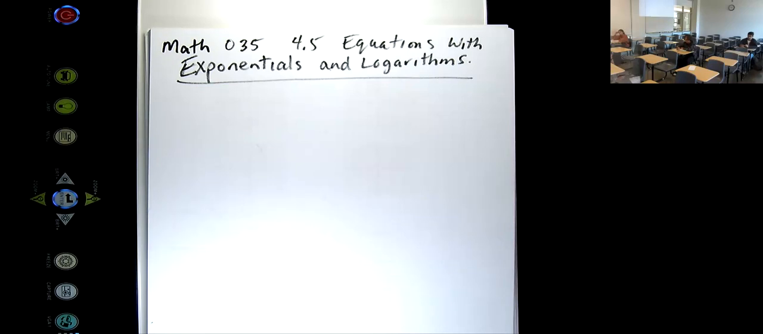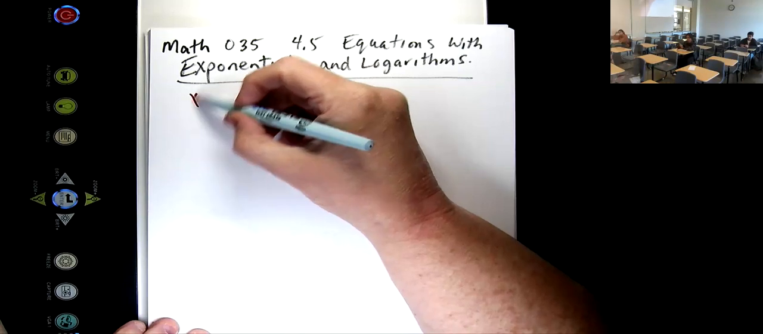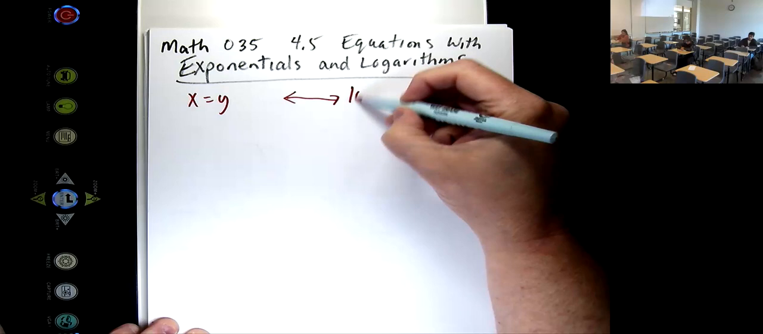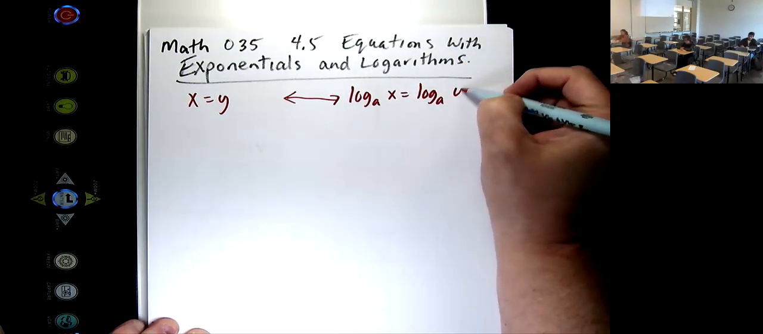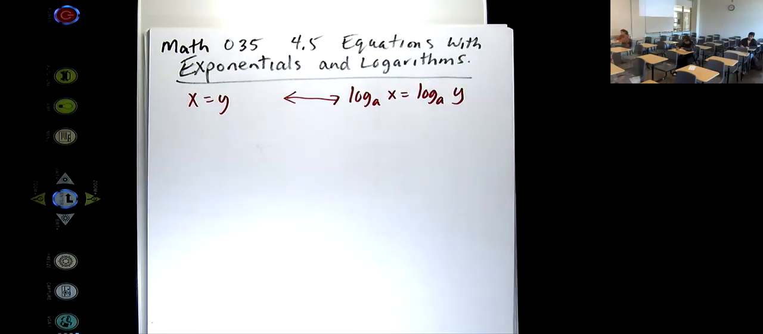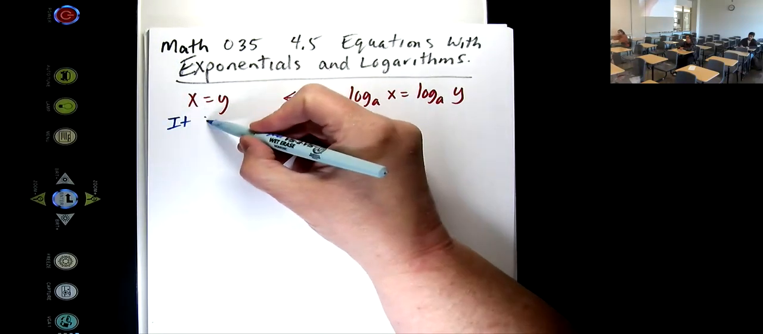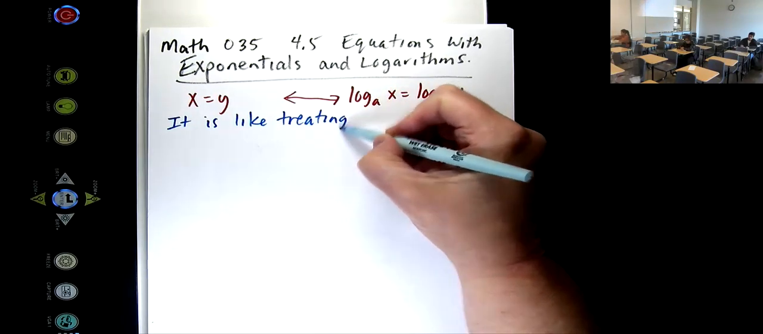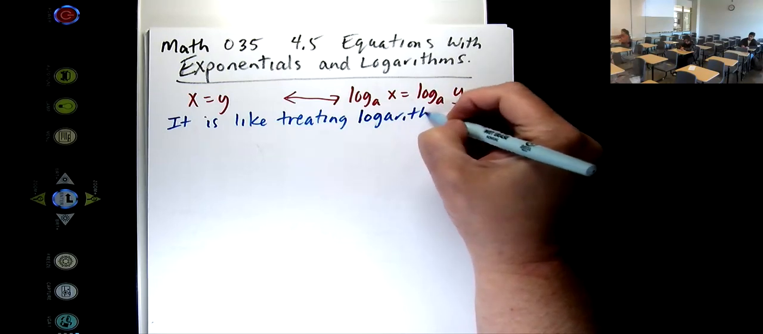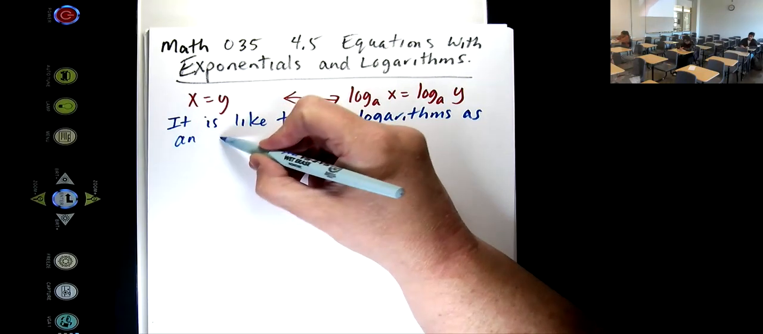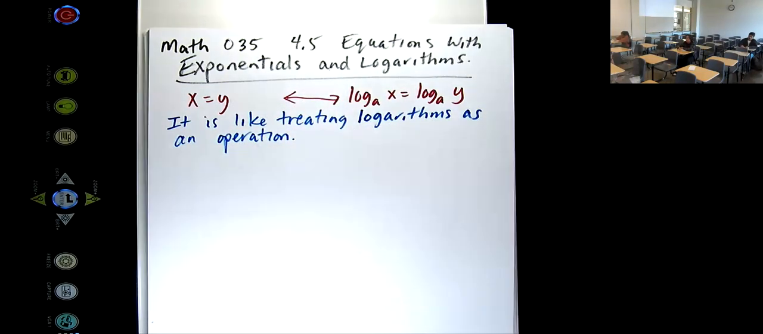Sometimes we will take advantage of the following rule. X equals Y is the same thing as saying log base A of X equals log base A of Y. So it is like treating a logarithm as an operation, just like multiplying both sides by 3 or something like that, taking the logarithm of both sides. So how can we take advantage of this?